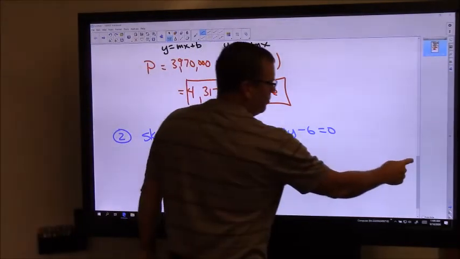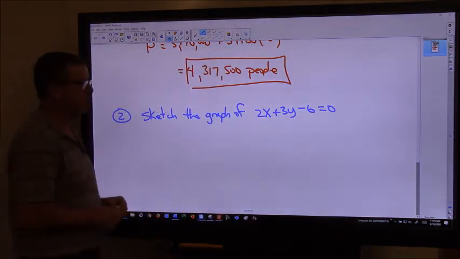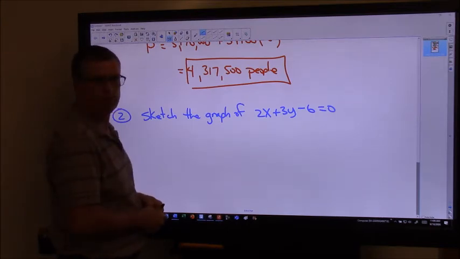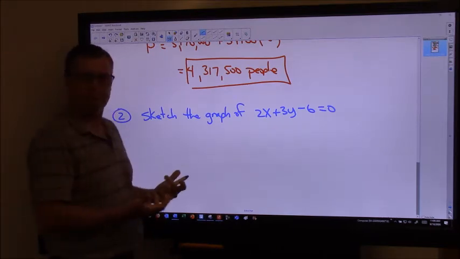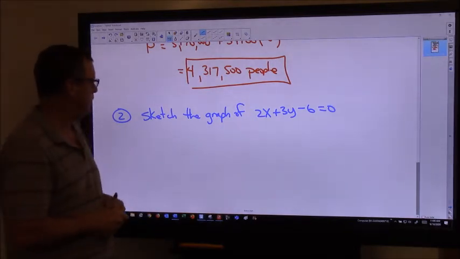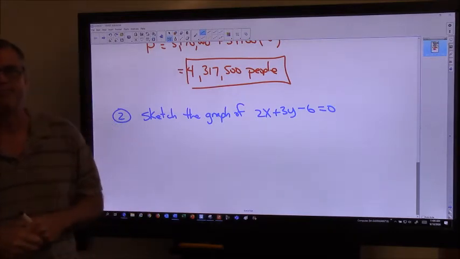All right, so let's see, our next problem, sketch a graph of this line. So we're given an equation that's in general form. What we want to do is probably put it in slope-intercept form because I think that's the easiest way to graph, and then go ahead and draw a quick sketch. So you guys go ahead and try it.